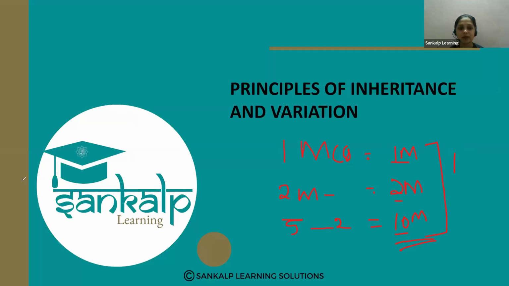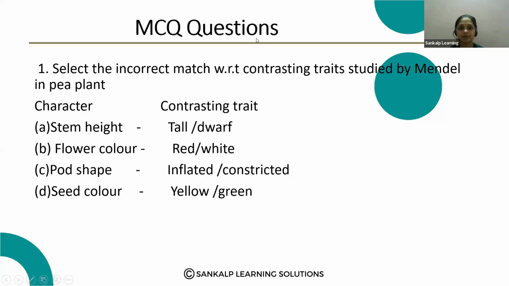Okay. So in today's class, we are discussing some multiple choice questions. Let us start with the first question. Select the incorrect match with respect to contrasting traits studied by Mendel in pea plant. Here, characters and contrasting characters are given. Stem height, tall or dwarf. Yes, these contrasting characters are selected by Mendel.